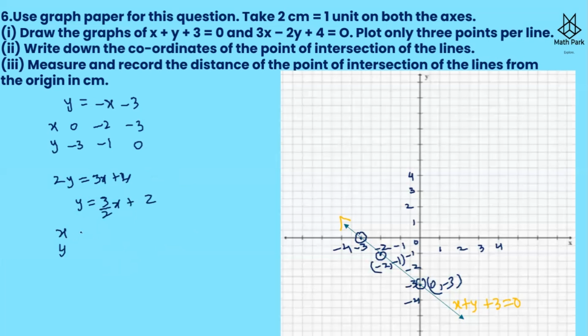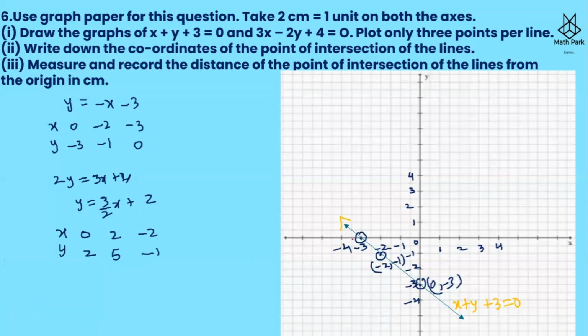If x is 0, you get y is equal to 2. If x is 2, you get y is equal to 5. 2 and 2 will get cancelled, 3 plus 2 is 5. If you take x is equal to -2, so this is going to be -3, and -3 plus 2 is -1. Let us plot these 3 points now.